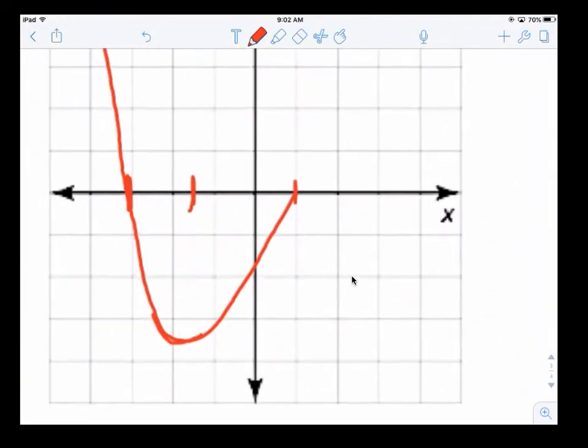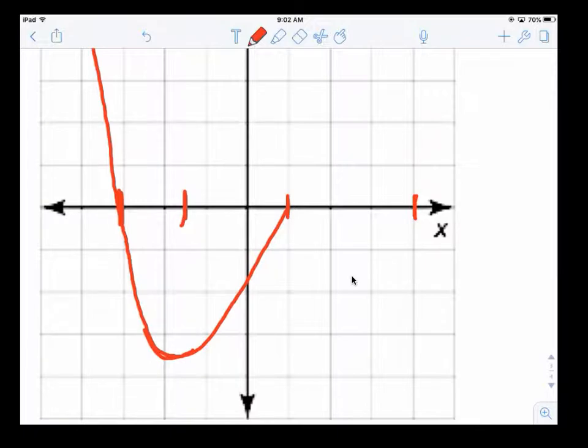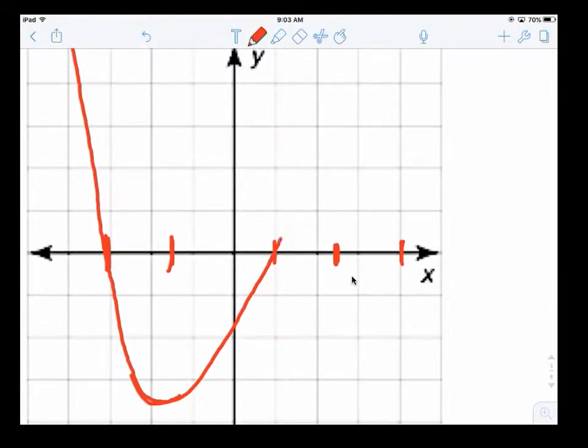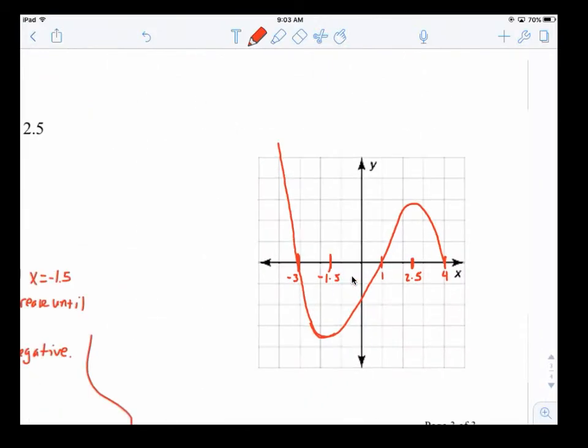Okay, so 4 is over here. This is positive 1 right now. This is negative 1.5. And then at 2.5, we need to make sure that we change directions. So it's going to be going up, and then at 2.5, I need to change direction. Yes. Yep. 4. That's 2.5. That's 1. Negative 1.5. Negative 3. And then what's the last piece?